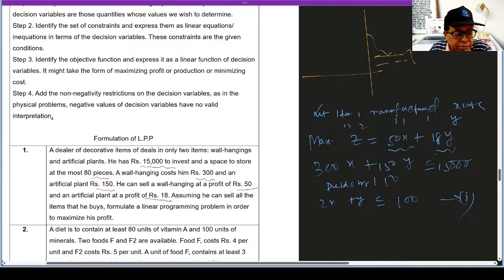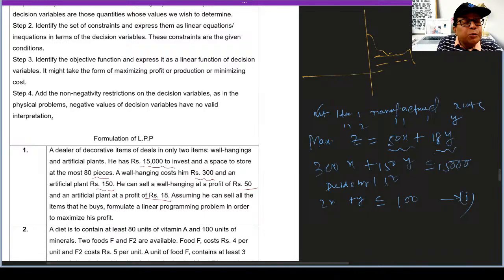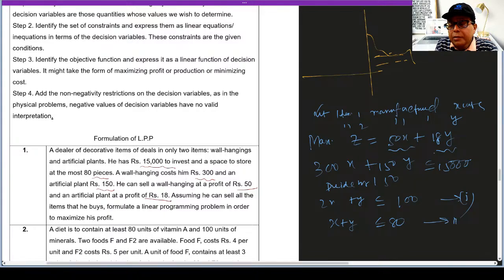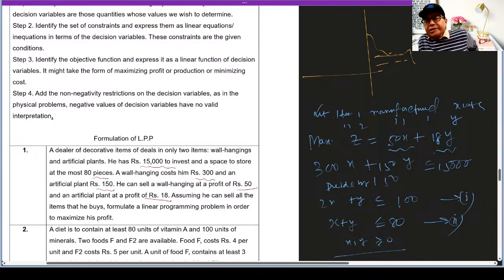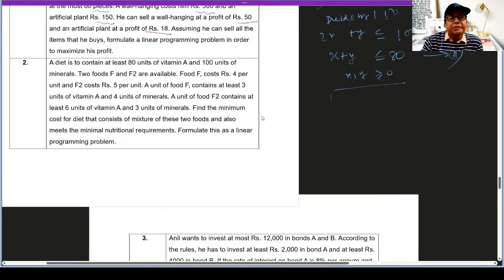And what other condition is there? At most 80 pieces are manufactured. And non-negativity restrictions: x, y greater than or equal to 0. Okay? So the linear programming problem is formed. And we wanted to form the linear programming problem. Go for the next one.